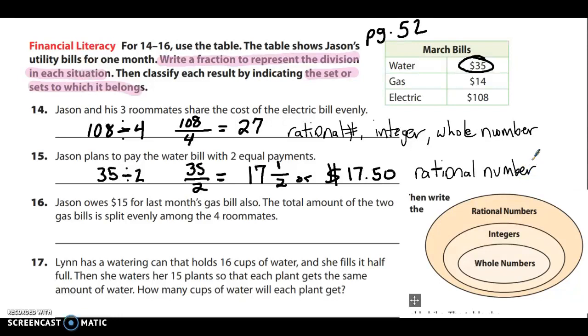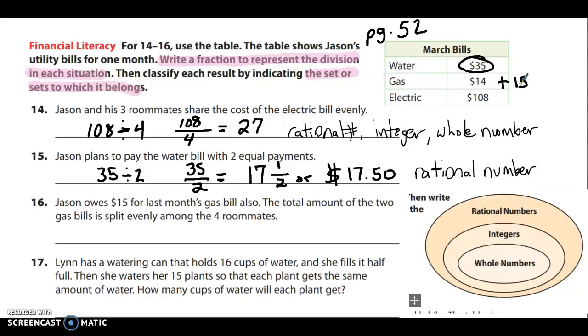All right, there's one more question in this set. Third question is, Jason owes $15 for last month's gas bill also. So the gas bill is $14, but he also owes $15, so we're going to have to add those up, because if you don't pay your whole bill, they tack it on next month.